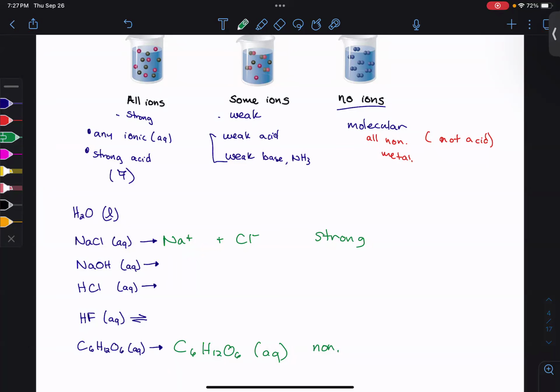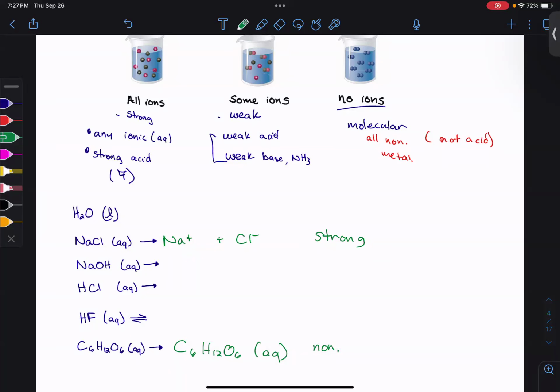Nothing, because there are no ions. This is a molecular compound, so sugar is not going to have any conductivity versus salt, and I'll just prove to you that it works. I'll use the same setup here. There's salt. See? Tons of free ions able to conduct electricity.